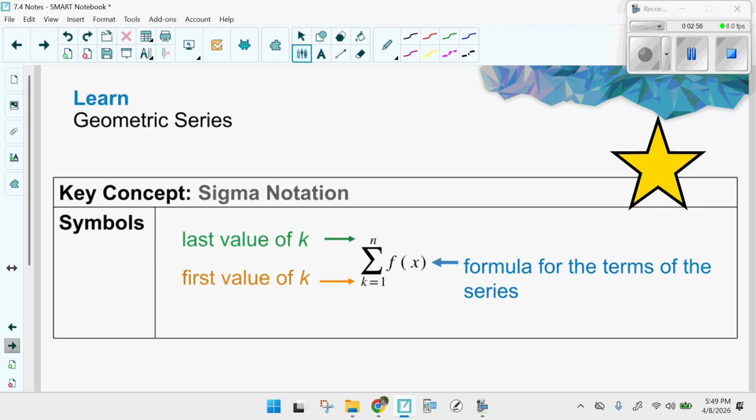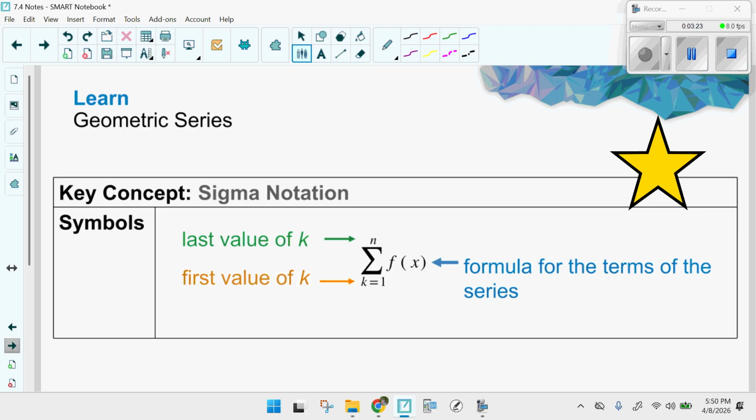Secondly, when you're adding things together, it's oftentimes using a summation symbol. This is called sigma notation. This E-shaped letter here is the Greek letter sigma, and it represents that we're going to take some sequence that can be represented as a function, and we're going to add all of those terms together.